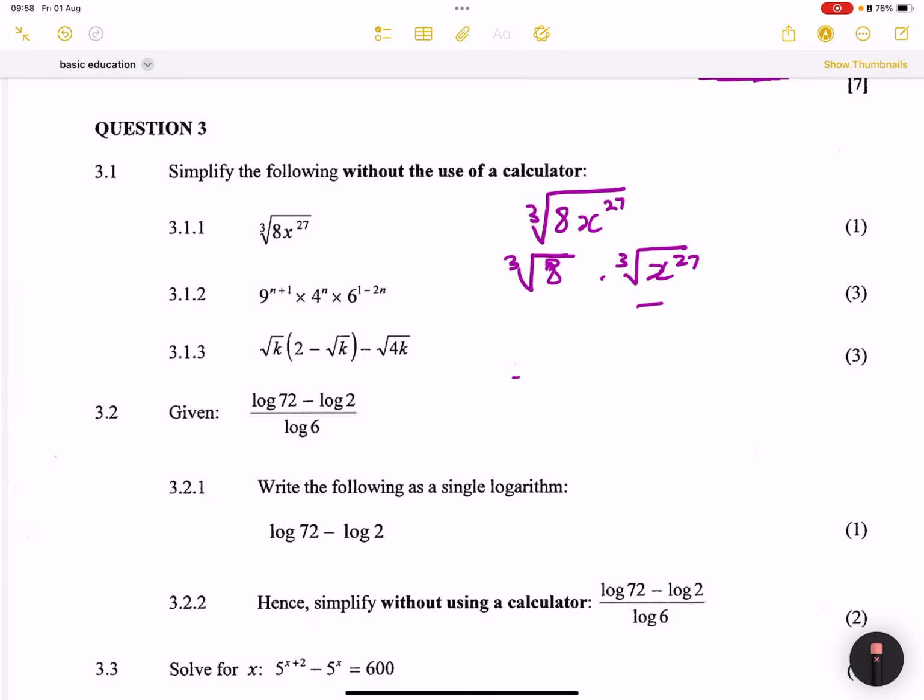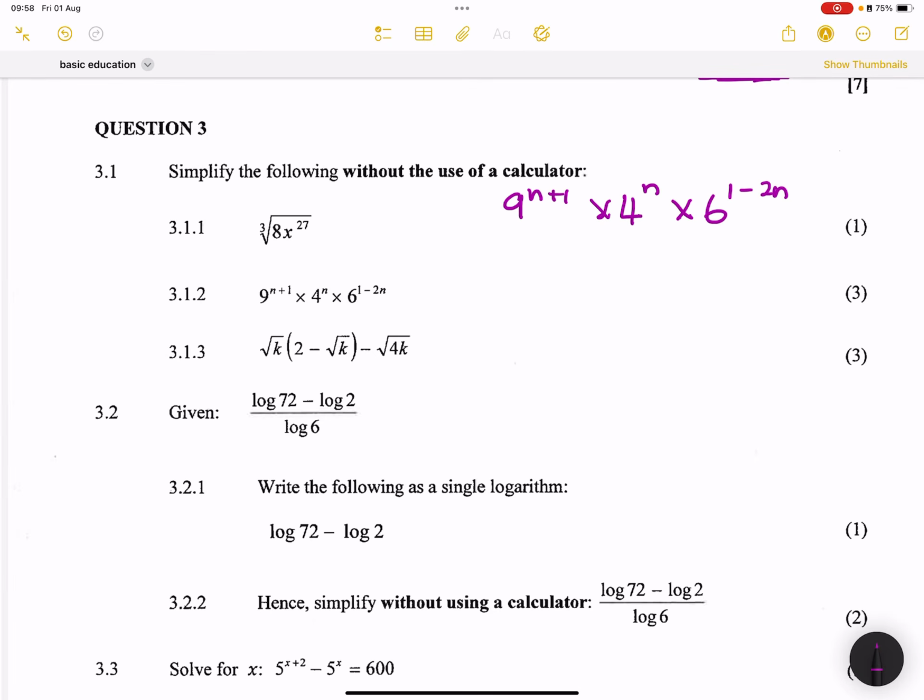Right, let's go on to question 3.1.2. So they say we've got 9 to the exponent n plus 1, multiplied by 4 raised to the exponent of n, multiplied by 6 raised to the exponent of 1 minus 2n. Now, please, I want you to listen very carefully, guys. It's important that when you're dealing with exponents, we are going to break all the numbers down, or rather express all the numbers as prime numbers.